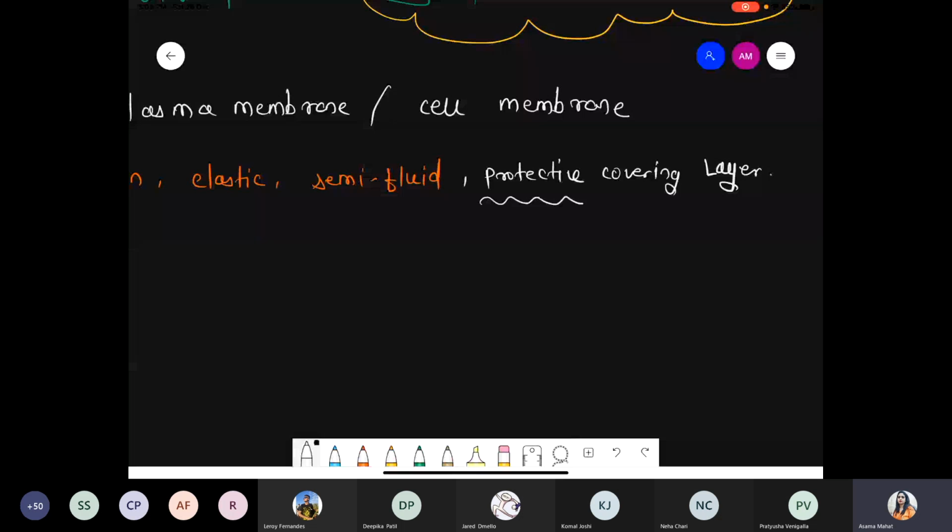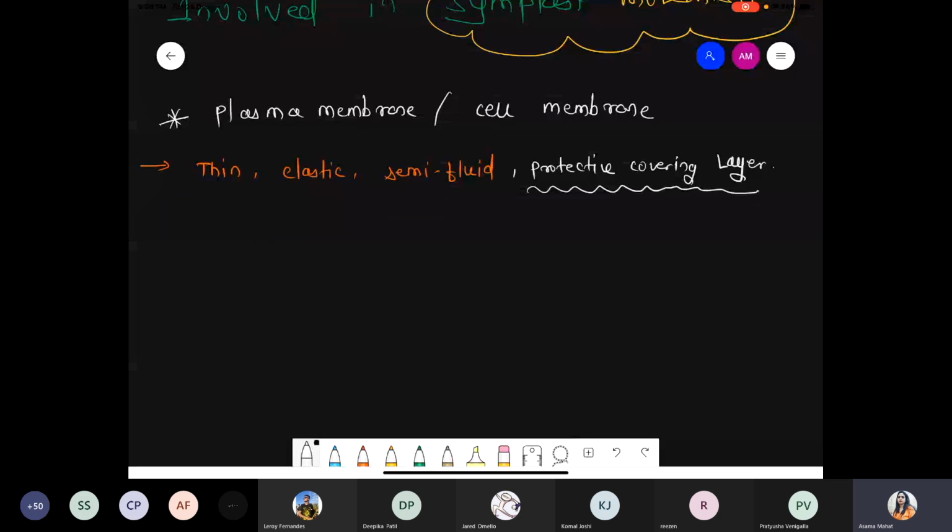Okay. So this protective covering layer is the plasma membrane. It is part of the organelles also, because cell organelles like mitochondria, chloroplast, endoplasmic reticulum, nucleus, all those organelles have the plasma membrane, as well as the outermost boundary of the cell, that is the cell membrane. So the cell membrane also acts as a boundary, because in the animal cell, you know very well, the cell wall is absent. So the plasma membrane plays a very important role. They define the shape, they are also involved in protection.